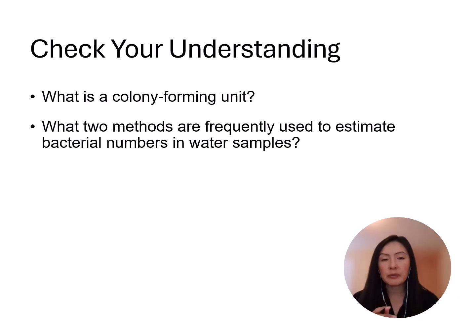All right, our next checkpoint asks, what's a colony forming unit or CFU? That is a single viable cell or a cluster of cells that gives rise to a visible colony, and those cells should be identical to each other. What two methods are frequently used to estimate bacterial numbers in water samples? So we either use membrane filtration or the most probable number, or MPN method.